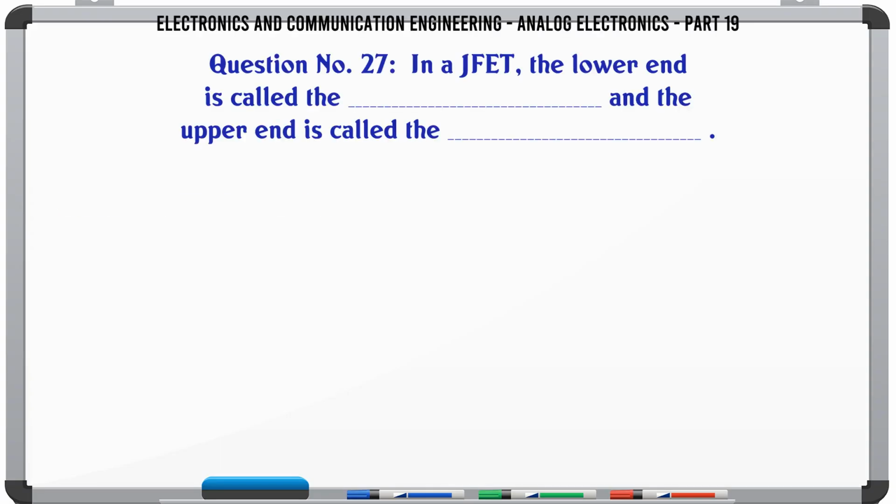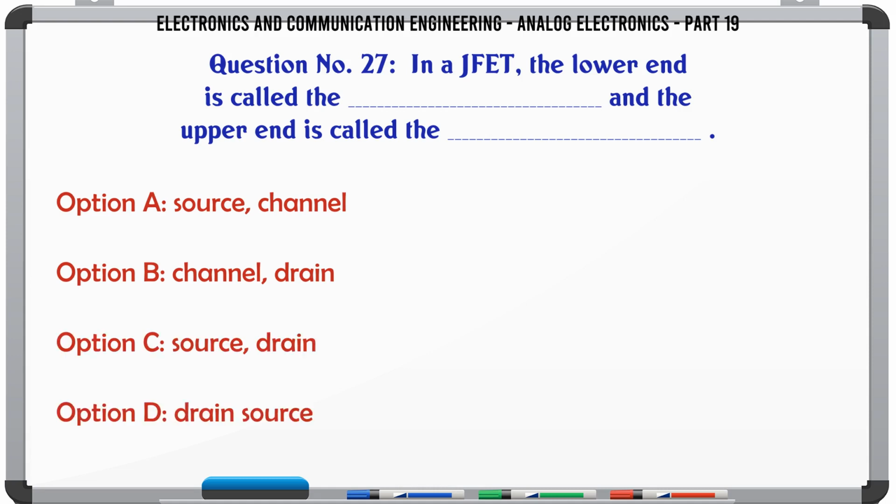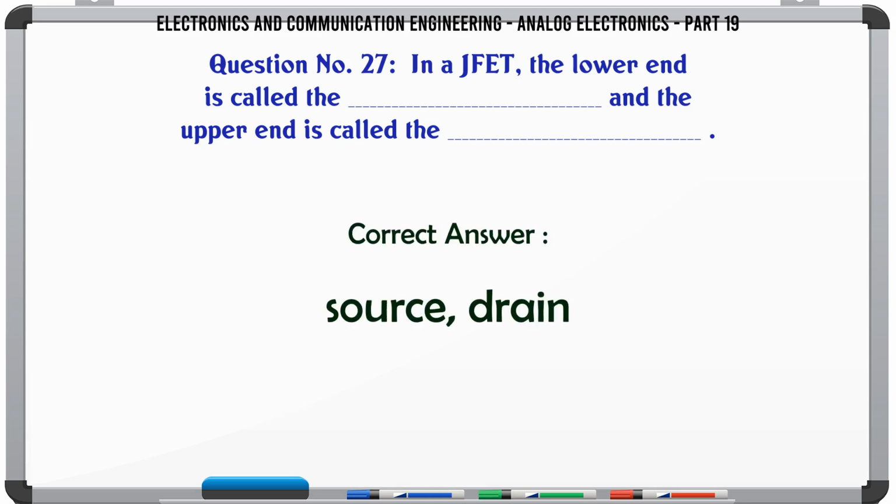In a JFET, the lower end is called the and the upper end is called the A. source channel, B. channel drain, C. source drain, D. drain source. The correct answer is source drain.